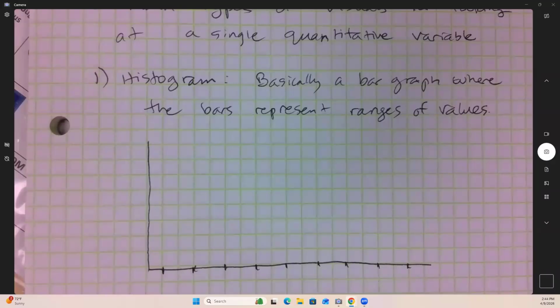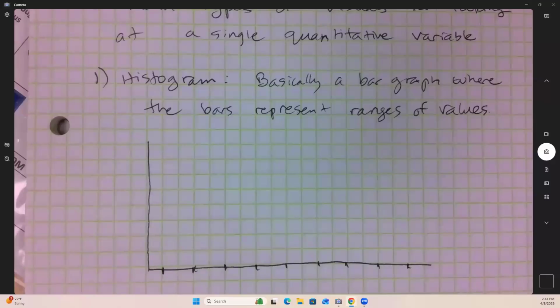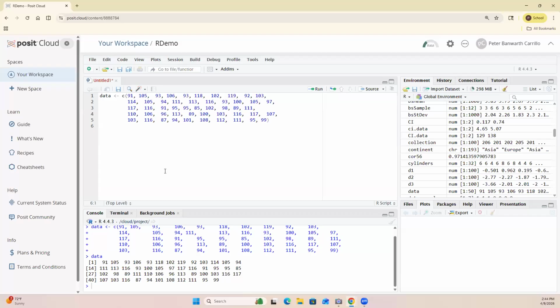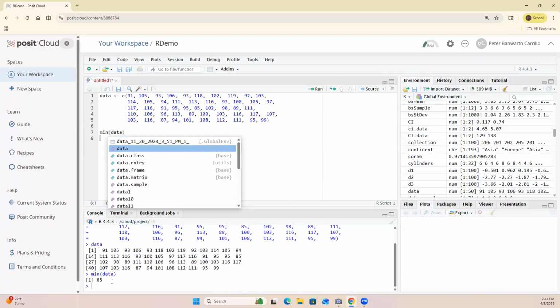All right, so we need the smallest value. What's the smallest value here? The correct answer is, come on, I'm not going to do it that way. I went to all of this trouble getting it into R. I'm just going to use R. If you want to find the smallest value in a list of values, you just ask it for the minimum, and then it tells you 85.